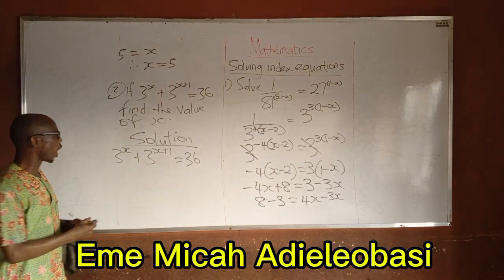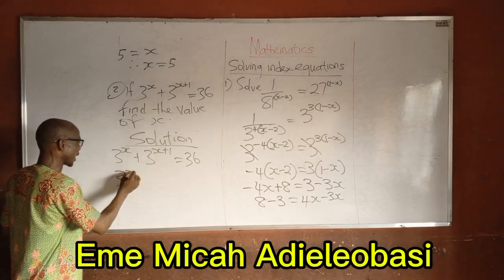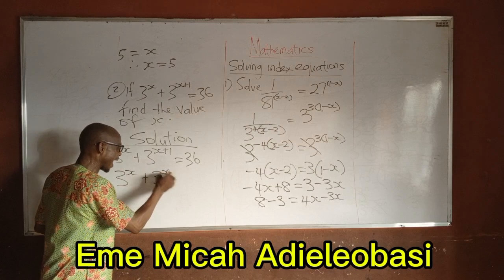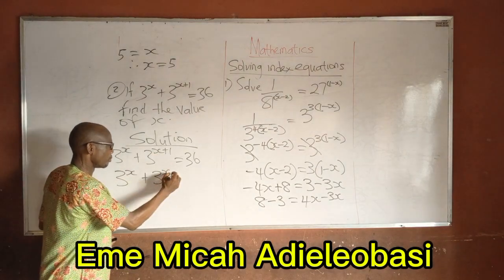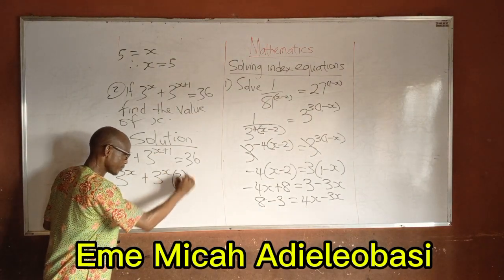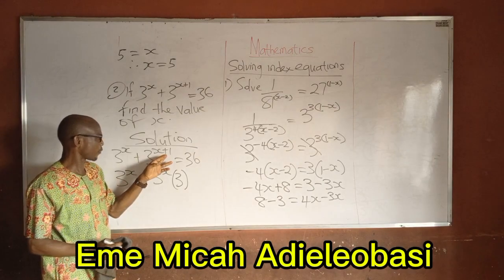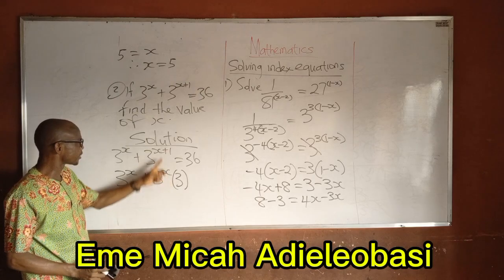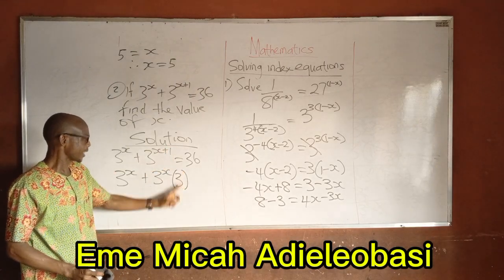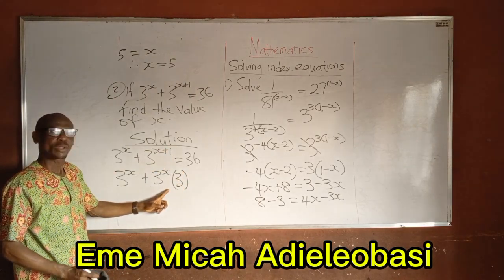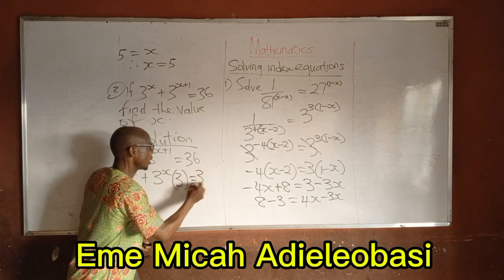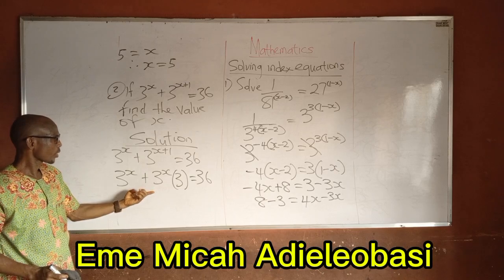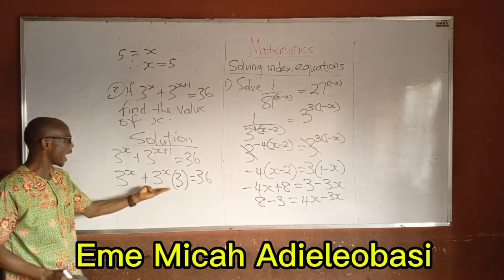This can be written as 3 raised to power x plus 3 raised to power x times 3. From our law of indices, this is the same thing as 3 raised to power x times 3 raised to power 1. This is our 3 raised to power 1. And we have this equal to 36.